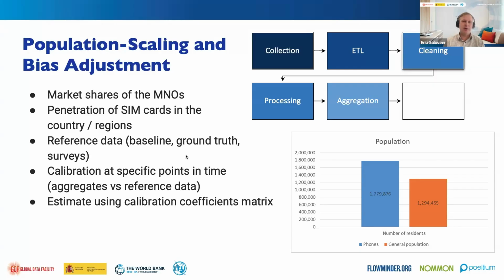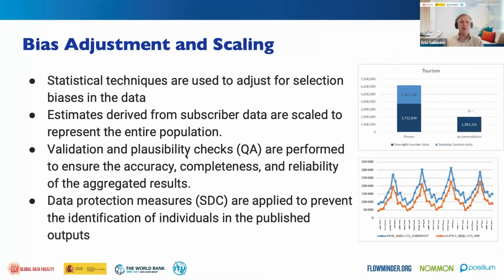So this is a very basic methodology, but actually very hard to do because there is very little baseline or ground truth data to apply to. So usually just the market share of the mobile network operator is taken into account to overcome over coverage and under coverage in mobile phone data before the statistical dissemination.